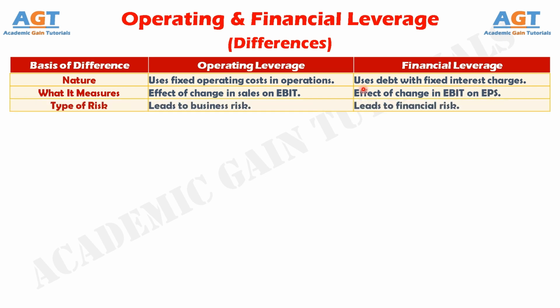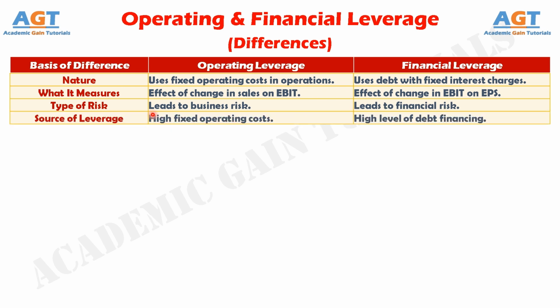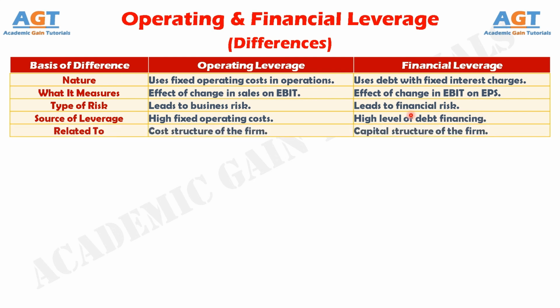Number 3. Operating leverage results in business risk, whereas financial leverage creates financial risk. Number 4. Operating leverage increases when a firm has high fixed operating costs, whereas financial leverage increases when an organization uses more debt in its capital structure. Number 5. Operating leverage is associated with a firm's cost structure, whereas financial leverage is associated with a firm's capital structure.